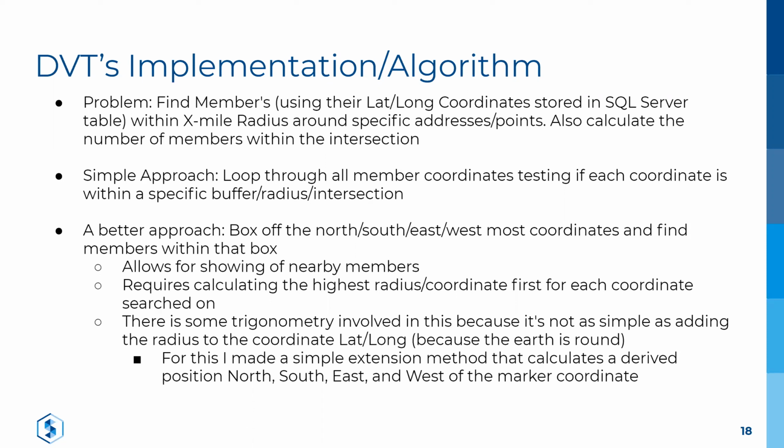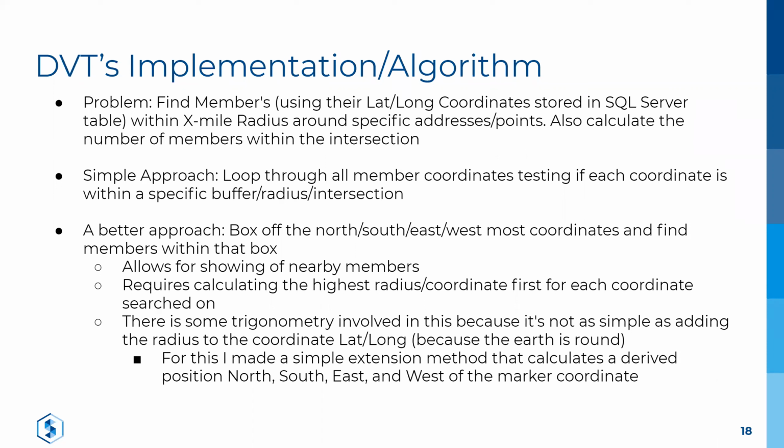So a better approach is to box off the area that the user is actually searching in. What you can do is find the northmost point, the eastmost point, the westmost point, and the southmost point that they have selected, and then add the radius for that particular marker. So if the marker's radius was 7, and it's the northmost point, you're going to add 7 miles north of that point. That's the top border of the box, basically.